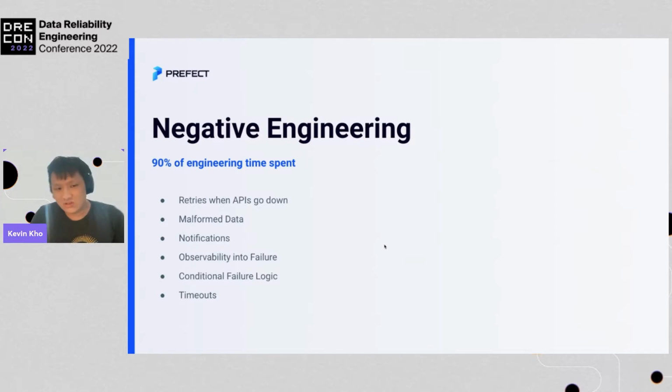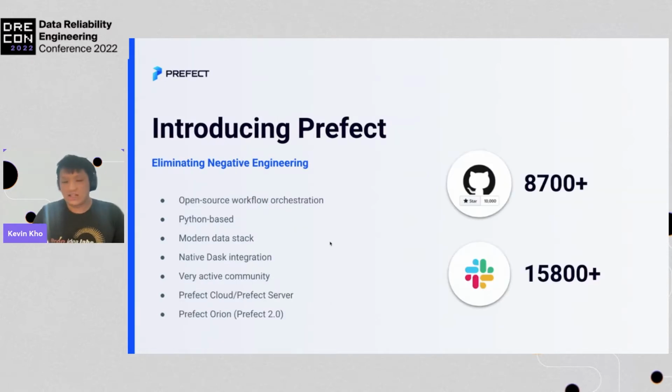So when Prefect was founded 3 years ago, there was this common saying that data scientists only spend 10% of their job modeling, right? And what is that 90% of engineering time spent on? That 90% is on negative engineering. So in Prefect, what we want to do is to eliminate negative engineering. If we can bring this 90% down to 80% or 70%, in effect, we can double or triple developer productivity. And we want to provide a framework that lets you, in a few lines of code, add this functionality to your pipelines. And that's where Prefect comes in.